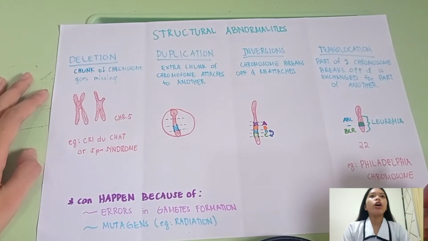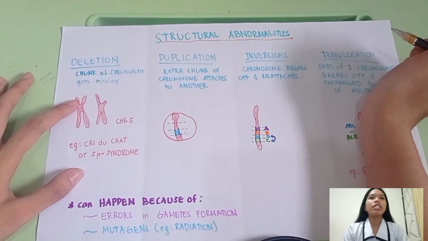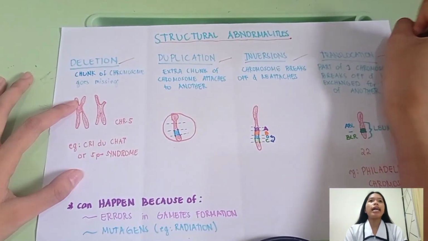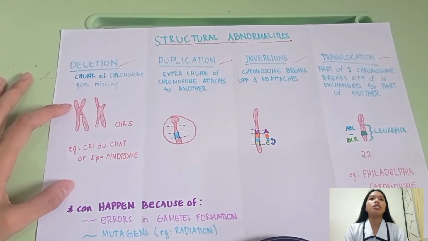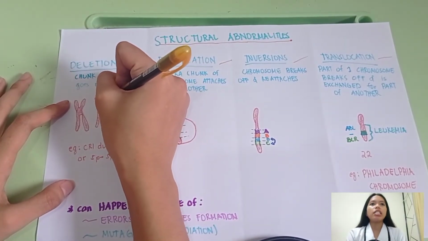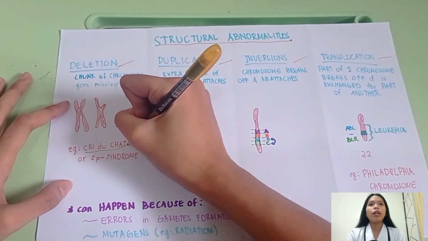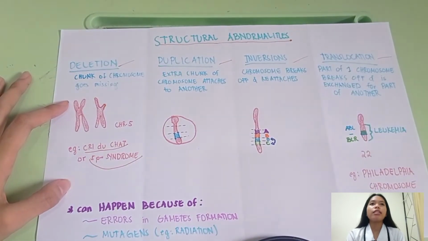Finally, consider chromosome structural abnormalities such as deletions, duplications, inversions, and translocations. These can occur as a result of mistakes in gamete production or mutagens such as radiation. Deletions are simple in nature. Essentially, a large portion of the chromosome is removed. A syndrome known as Cri-du-chat, or 5p syndrome, occurs when a deletion on the short arm of chromosome 5 occurs.